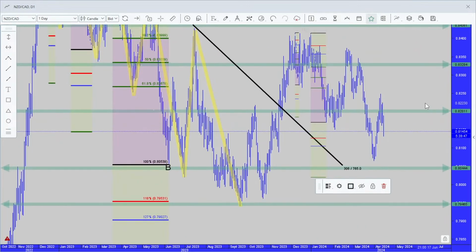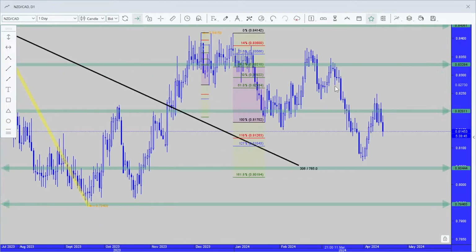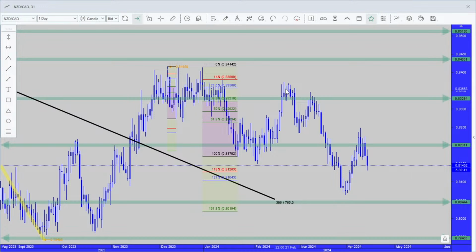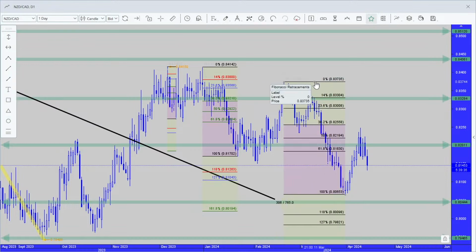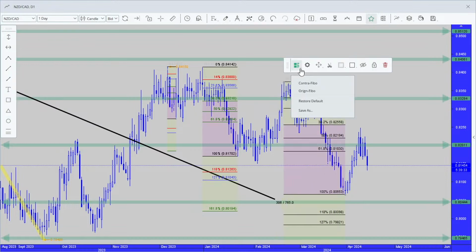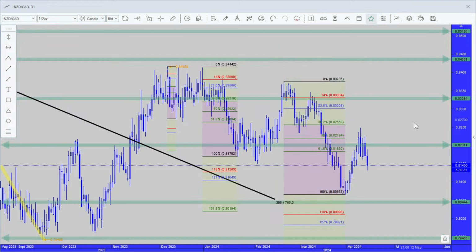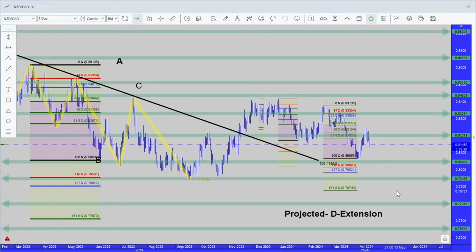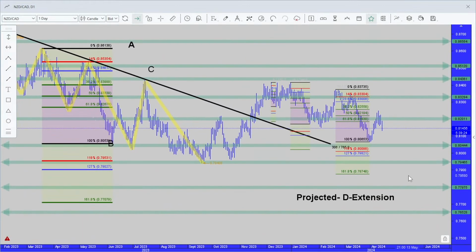Okay, same question. Talking about Fibonaccis, do you want to short the original Fibonacci or do you want to short the confirmation Fibonacci? Original, there you go. There is no right or wrong. What would you do?